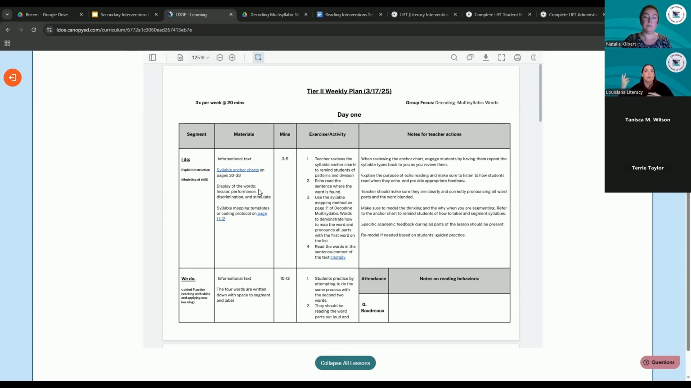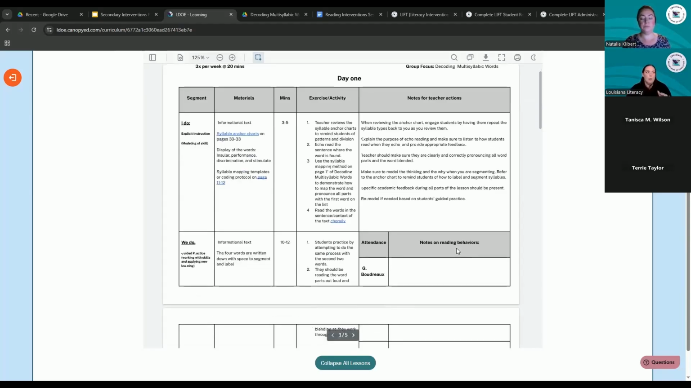I'll model it. I'll make sure that I'm doing a think aloud of why I segmented the syllables where I did and refer back to the anchor charts if I need to. And then make sure I'm pronouncing each individual syllable out loud correctly and having them pronounce it back to me correctly. And then we'll read the words in the sentences once again, but this time chorally. All of us will read them together.